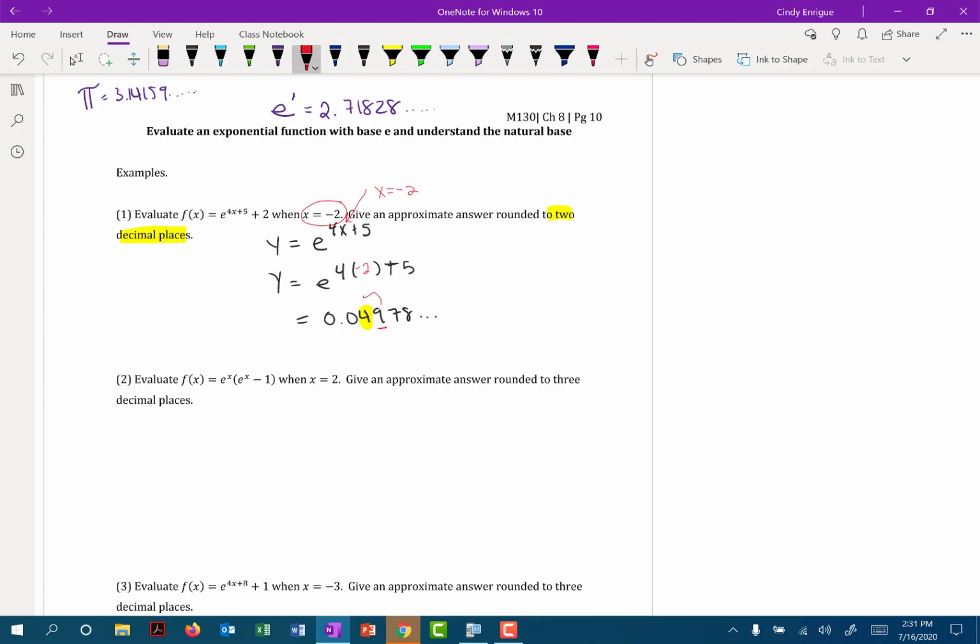So that 9 is going to tell me what to do. Well, it's going to tell me to bump it up. So this is going to be 0.05. So I know that my function f of -2 is equal to 0.05. That is going to be my final answer.